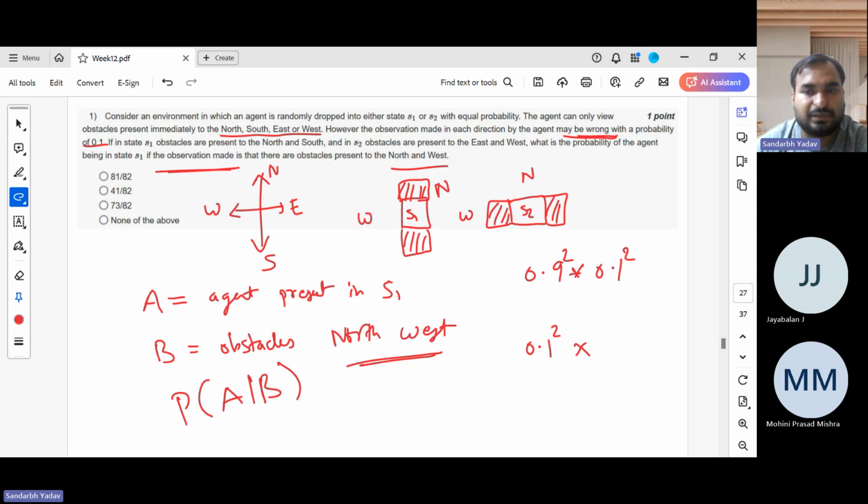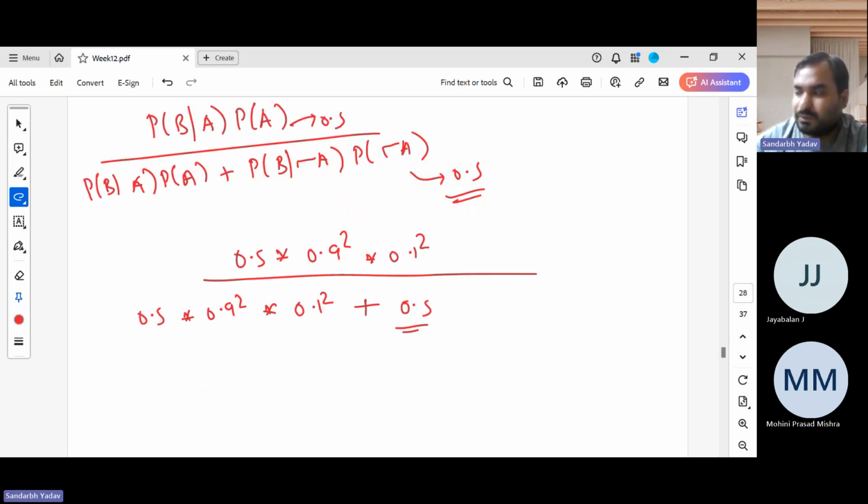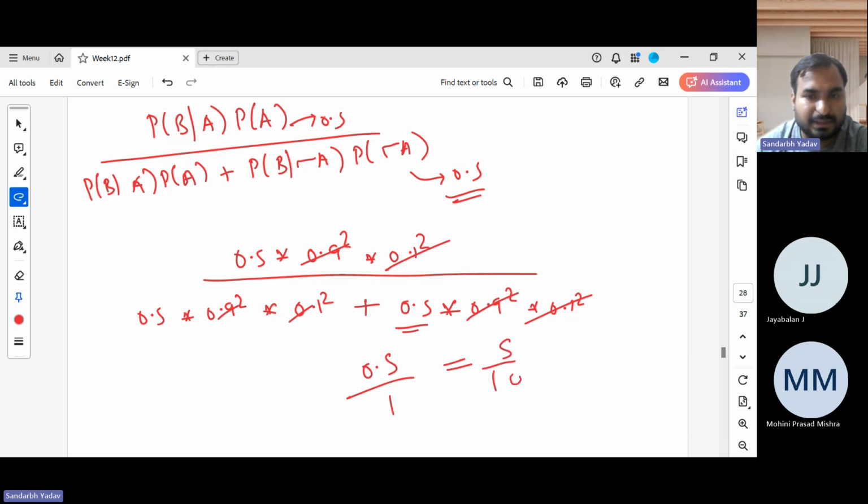South, we don't want an obstacle and it's not there, so it should be correct. And west, we want an obstacle and it's there, so it should be correct. So this way we can get the probability. We have already seen many examples of how to get this. Again, it will be 0.9 square into 0.1 square. This thing is common everywhere, 0.9 square, 0.1 square, so you can remove it. So it's essentially 0.5 upon 1, basically 5 upon 10, 1 upon 2. So 1 by 2 is the answer.